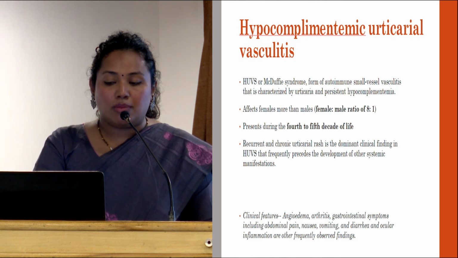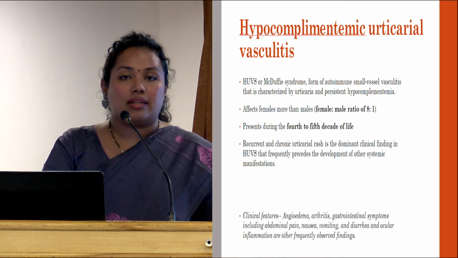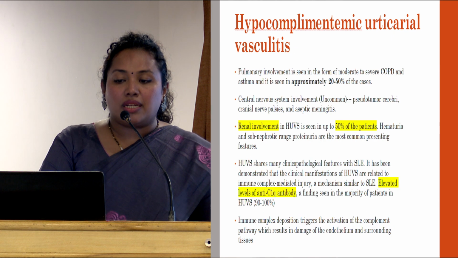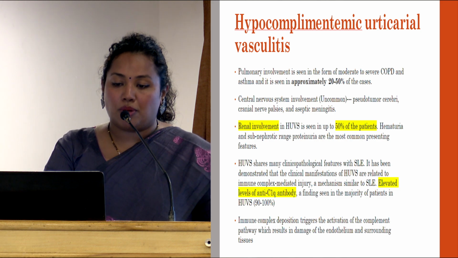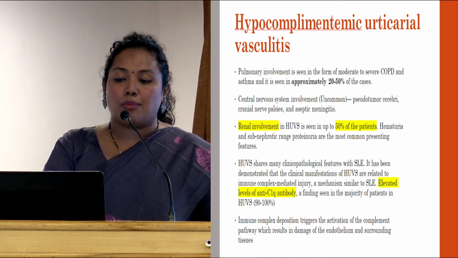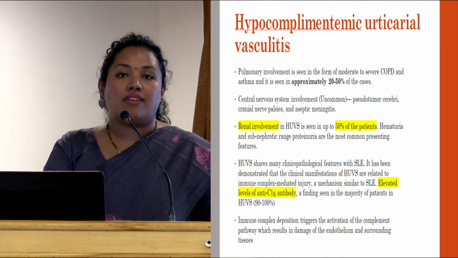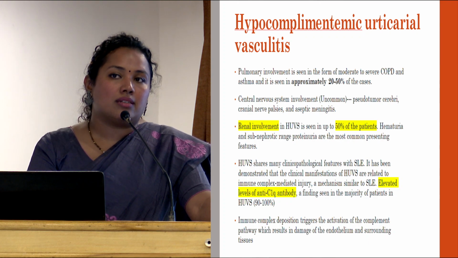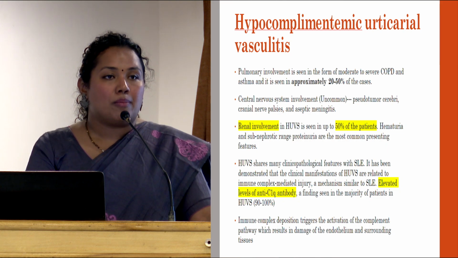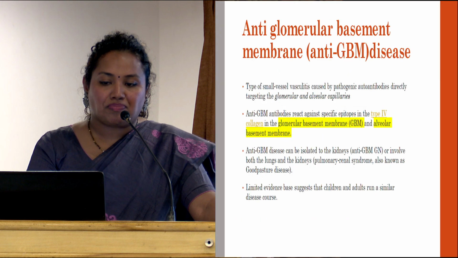They can have angioedema, arthritis, gastrointestinal symptoms like abdominal pain, nausea, vomiting, diarrhea, and also can have ocular inflammation. Pulmonary involvement is seen in about 20 to 50%. Renal involvement is seen in about 50% of the patients. They can have hematuria and subnephrotic range of proteinuria. This disease is usually accompanied by elevated levels of anti-C1q antibody and is closely associated with systemic lupus erythematosus. So most of the times, the patient initially presents with this, but eventually is diagnosed with SLE.